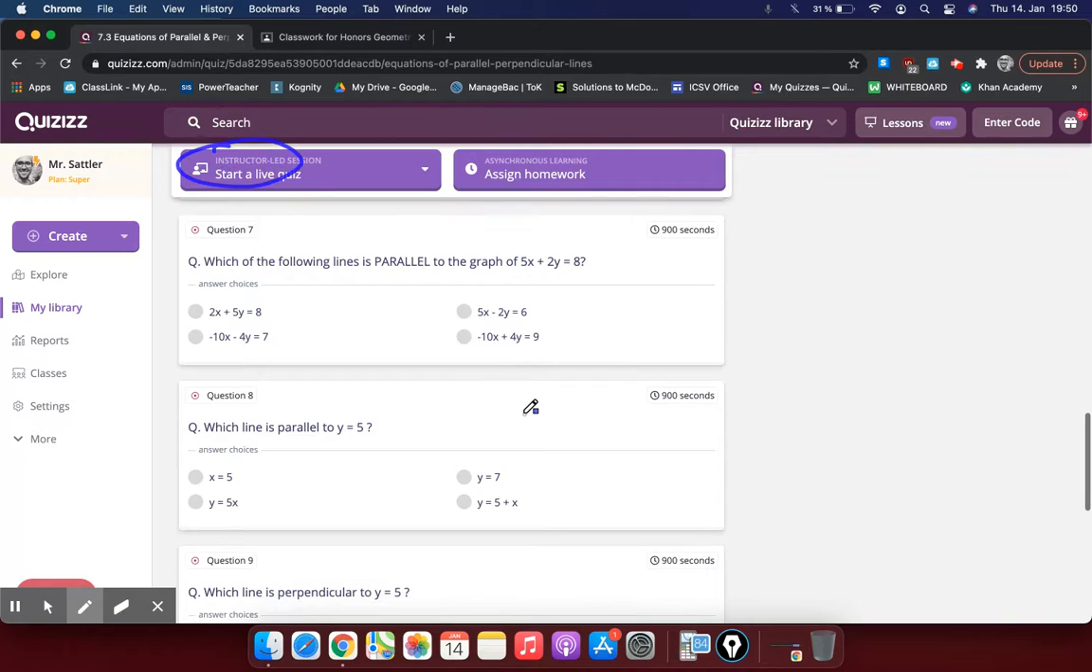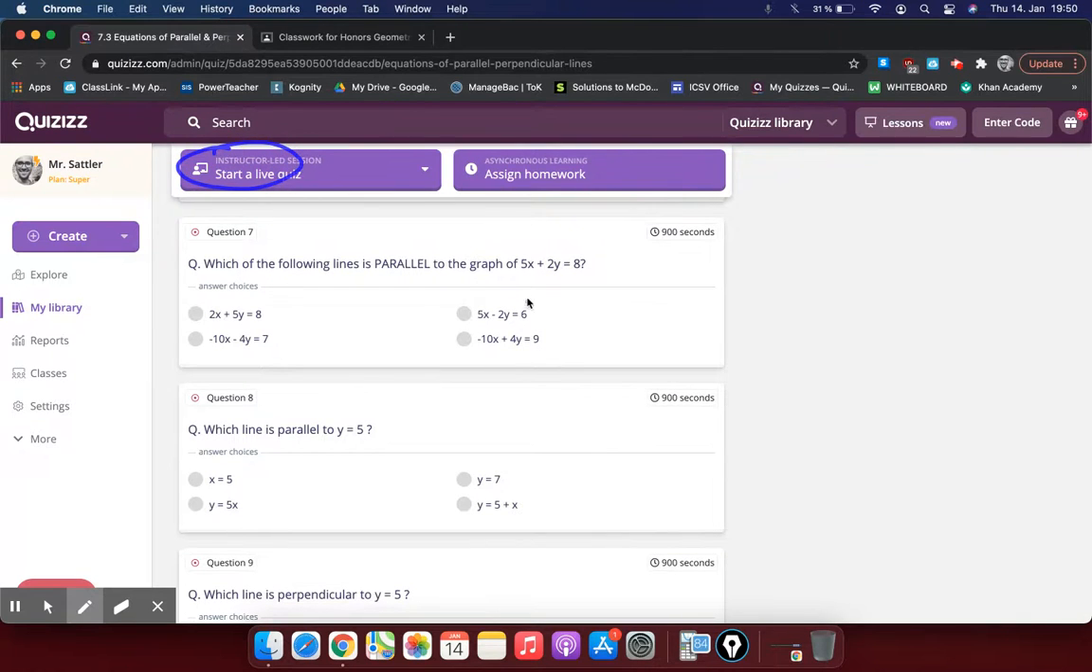Okay, number 7 is probably the hardest one. Which of these is parallel? Now, none of these are in slope-intercept form, so we have to really do a lot of work. We have to get all of them in slope-intercept form. There's no shortcut. So we're going to have to isolate the y variable.